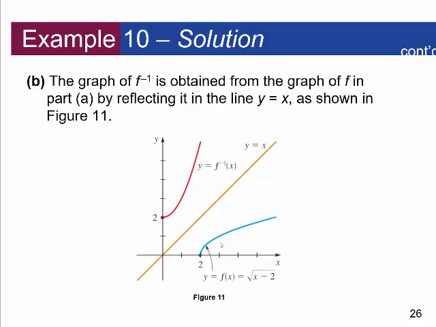Here, this in blue is the graph of y is equal to the square root of x minus 2. All you're going to do is find the graph of the inverse, which is obtained from the graph of f in part A by reflecting it along the line shown here. Another way to do this: take this point here, the point (2, 0). Remember, (2, 0) becomes (0, 2) over here, and so on. Like the point (6, 2) would be the point (2, 6) over here.